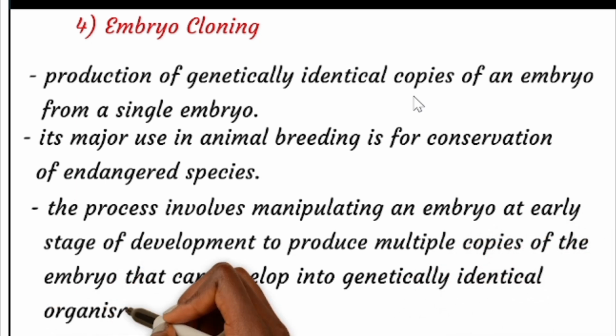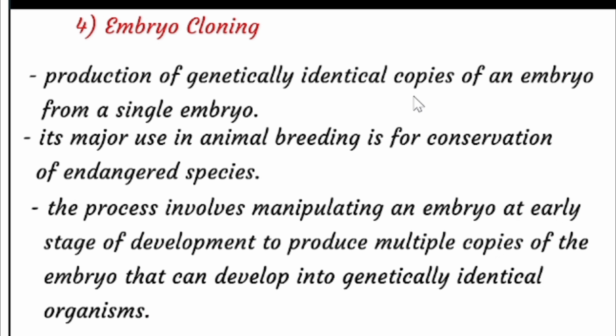Once an embryo is cloned and you have multiple copies of it, you can transfer them into recipient females, where they can develop into full organisms. So that brings us to the end of the reproductive technologies that we use in animal breeding for the purpose of genetic development of our farm animals.